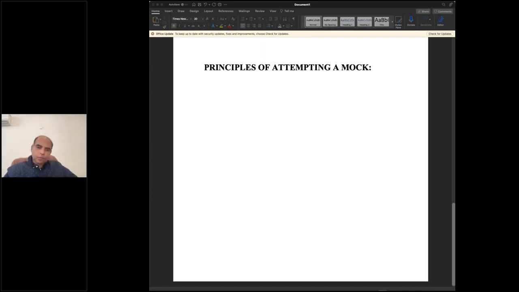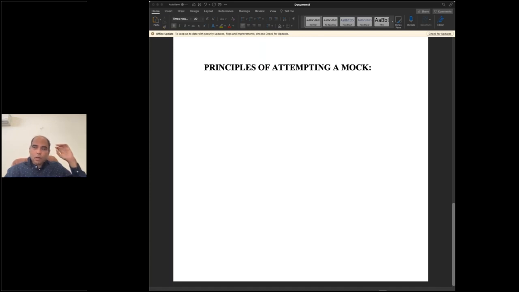So this session is about the principles that you need to understand to be able to take a mock and to actually create a strategy. I'm going to talk largely; I'm not really going to go into a question discussion of the current mock. Of course, you'll have access to the mock that you did today, and you will have access to the queries, to the videos, and the solutions of that mock.